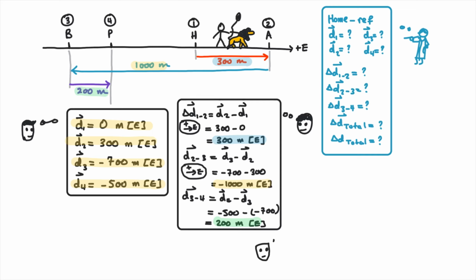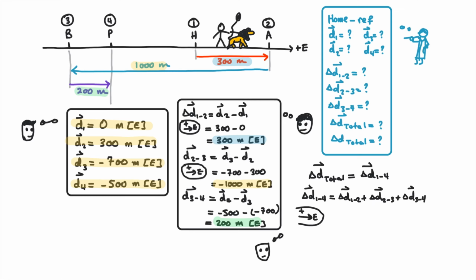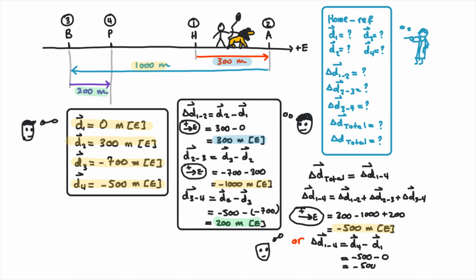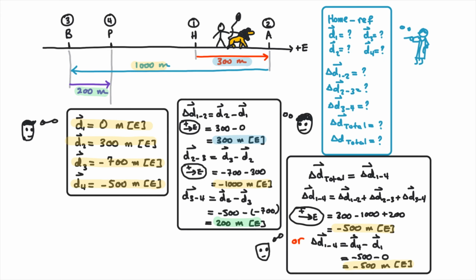Robo looked at the total displacement as the change in position from 1 to 4, meaning from the initial point to the very end. It added all individual displacements to get negative 500 meters east. Robo then tried using the alternative position method and subtracted the final position 4 by the initial position 1 to get the same consistent answer of negative 500 meters east or 500 meters west.